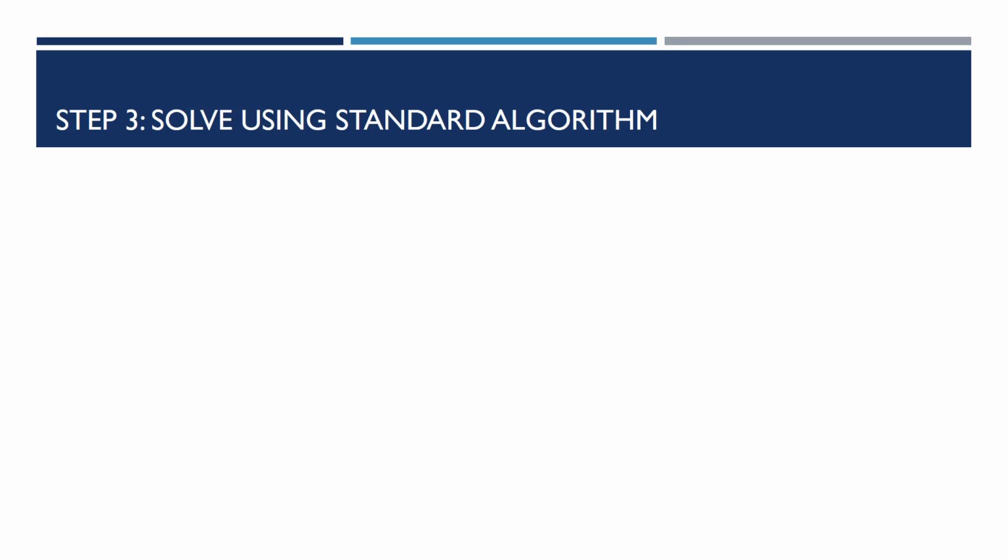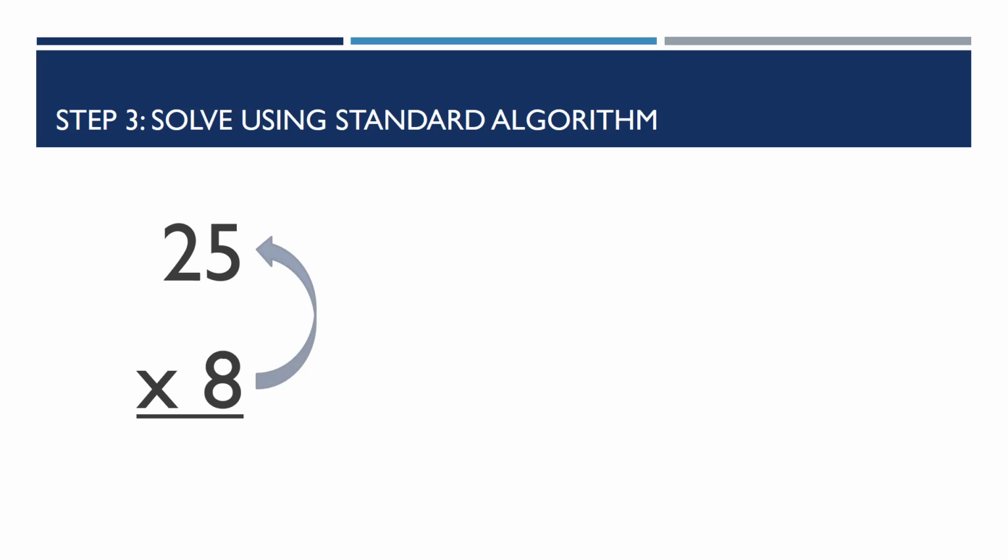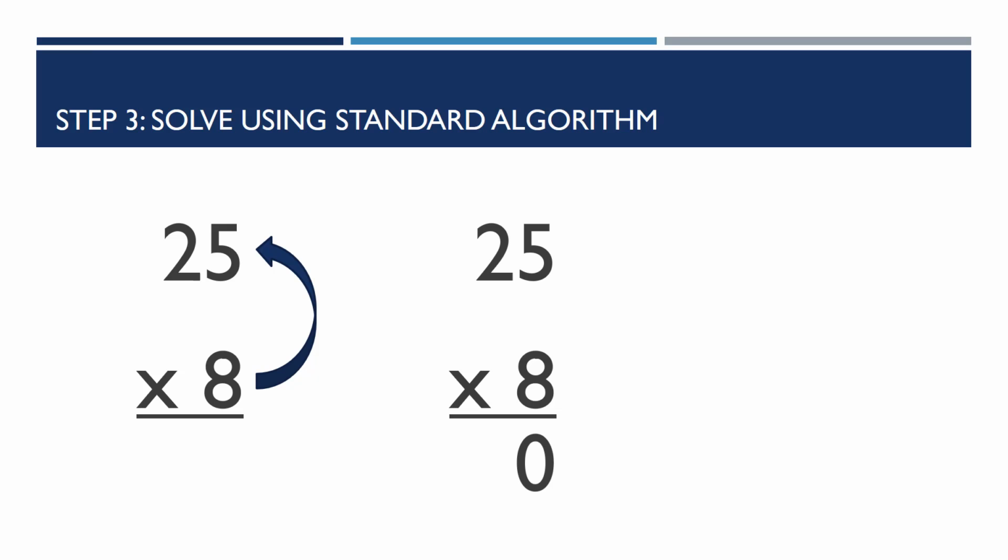Let's solve this problem again, but using more standard methods instead of drawing a bunch of pictures. So, first set up 25 times 8. Once our problem is written, we can begin to multiply. We will start with multiplying the 8 with the number in the ones place, 5. 8 times 5 equals 40. So the number in the ones place will go below, and the number in the tens place will go above to be added.